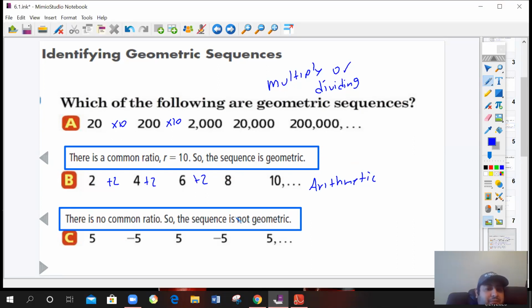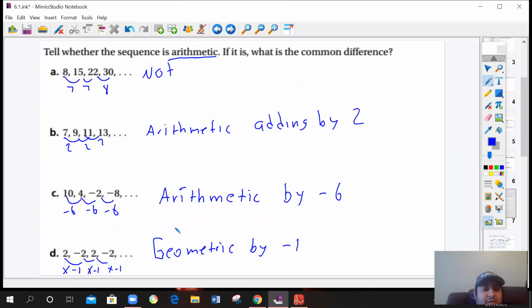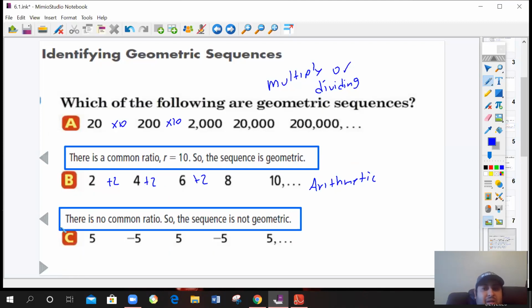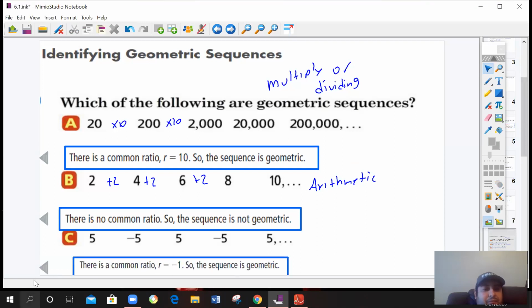Next, 5, -5, 5, -5, 5. This is again like an example that we did below on part D. It's multiplying by -1. So this is considered geometric. There's a common ratio of -1, so the sequence is geometric.